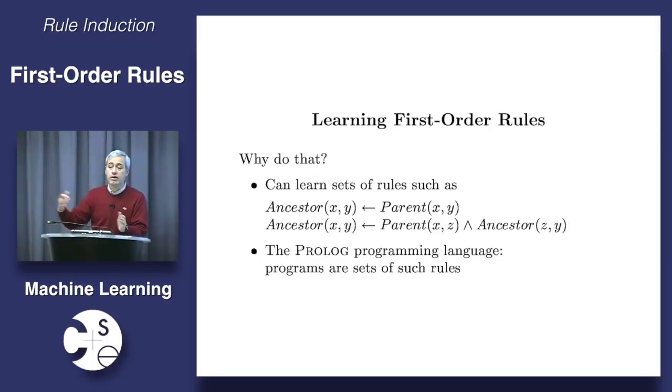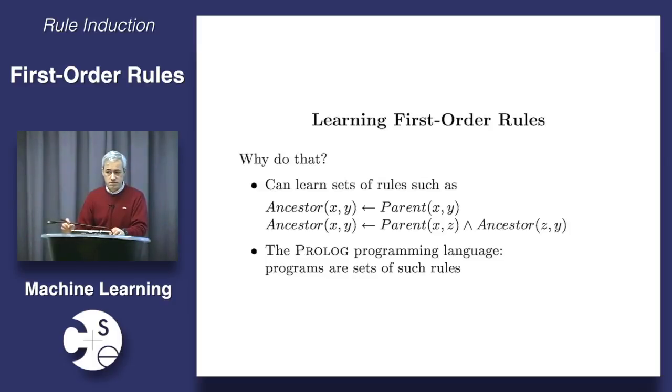In Prolog, you can write whole programs just by writing down rules like this in logic. The difference between Datalog and Prolog is that in Prolog you can have functions inside here. I could have ancestor f of x, y. We're not going to deal with that case here. We're just going to look at the Datalog case, because it's complicated enough and powerful enough for our purposes here.